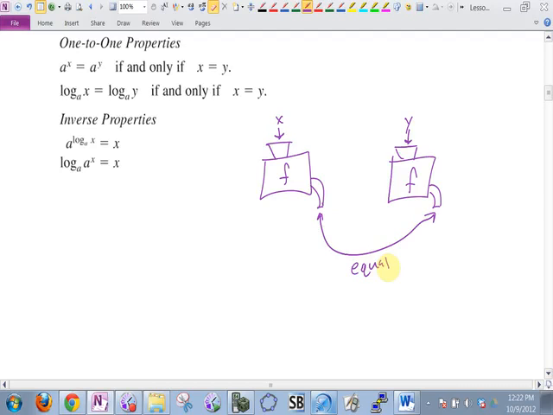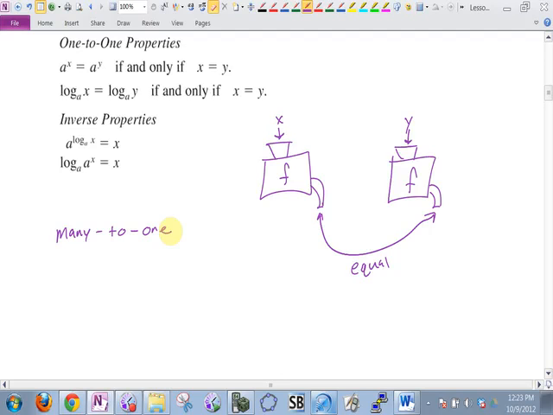Is that true for all functions? No. If a function is many to one, meaning it fails the horizontal line test, it can produce equal outputs from different inputs. It's still a function, but it's not one-to-one. But if you have a function which is one-to-one, which exponentials and logarithms are, then you are guaranteed, if the outputs are equal from a function, then it had to have been the same inputs to begin with.